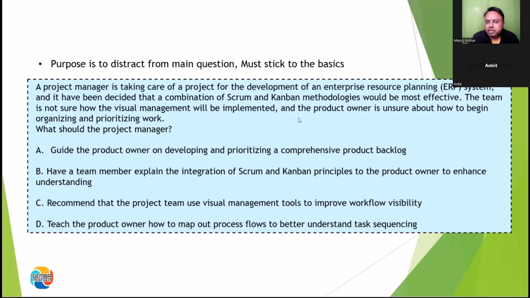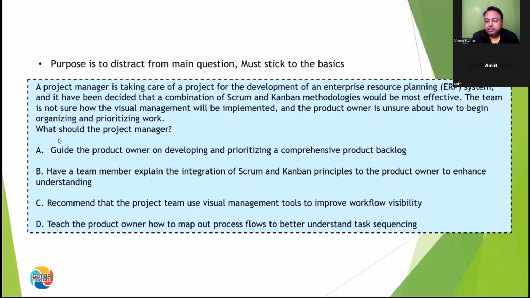Now let's look at the second problem, which is product owner is unsure about how to begin organizing and prioritizing the work. This is a very big problem. There is a product owner and he does not know how to do the prioritization, because maybe the product owner was previously part of a project wherein Scrum was followed, or a project wherein Kanban was followed. But in this one, both are combined. I don't know how to do the prioritization. You are the project manager, you tell me how to do it. So guide the product owner.